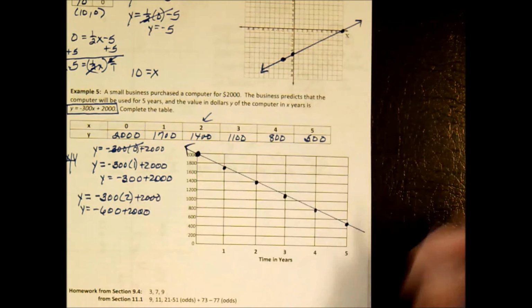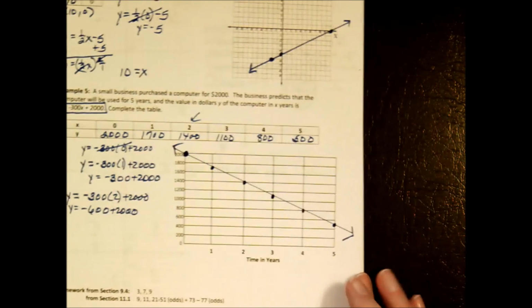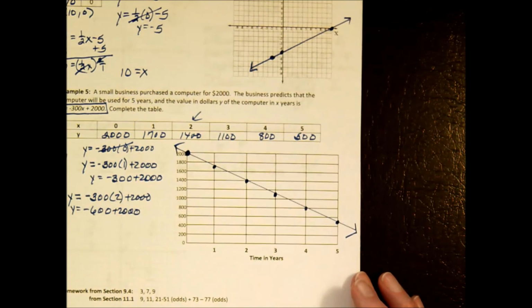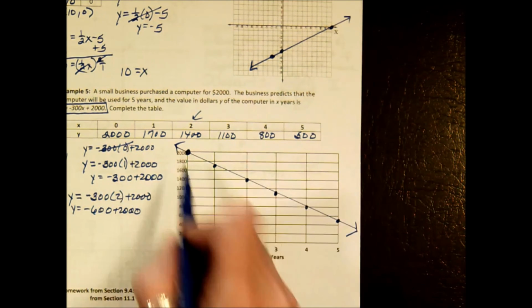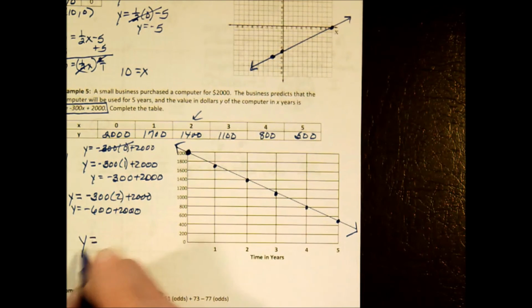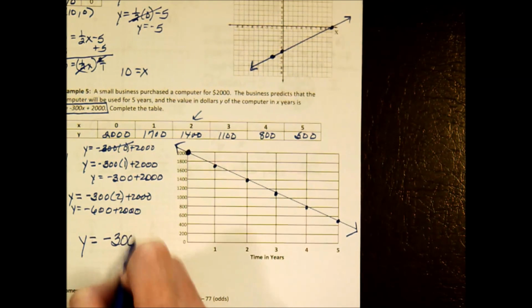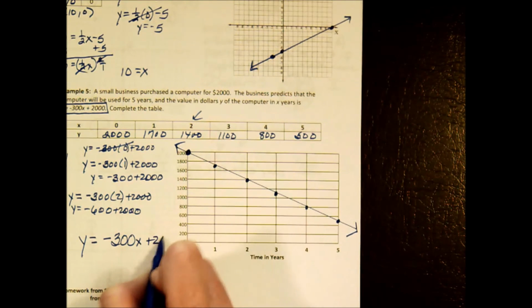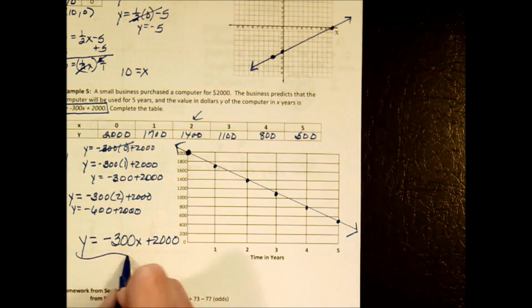Notice, by the way, when I graph, I put arrows on the end to show that it continues to go in both directions. There's a steady decline, and my equation actually said that. It says the value that we call y goes down $300 every year if you start at 2,000. That's what that equation actually means.